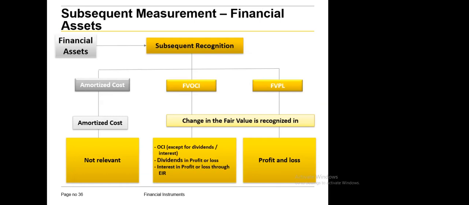Subsequent measurement of financial assets. Again, at subsequent measurement, there will be 3 categories. Under amortized cost, there won't be any change in the fair value. But for fair value through OCI and fair value through FVTPL, which are based on fair value, whatever changes in the fair value you have will be recognized. Here it will be recognized under OCI, and here it will be recognized under profit and loss only.